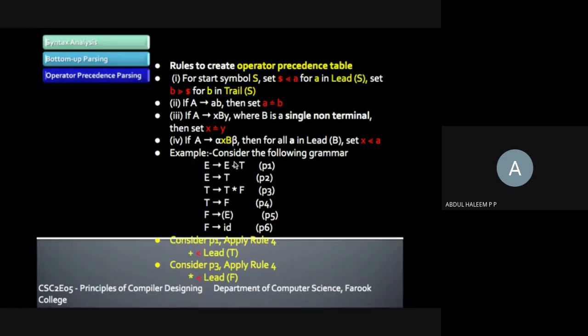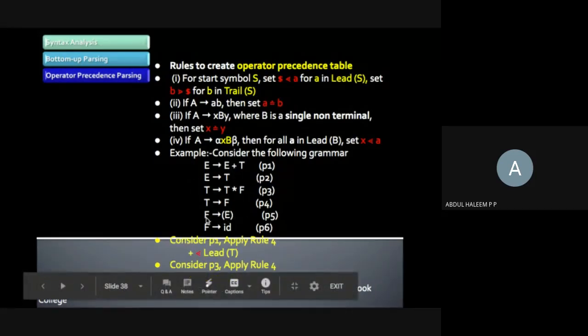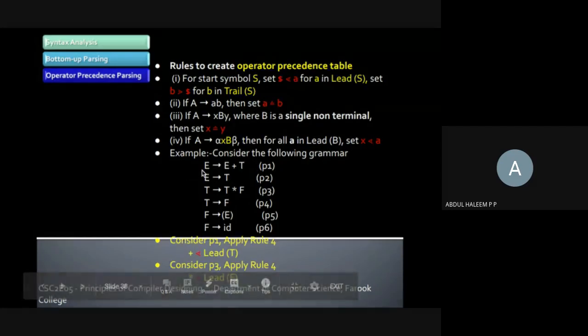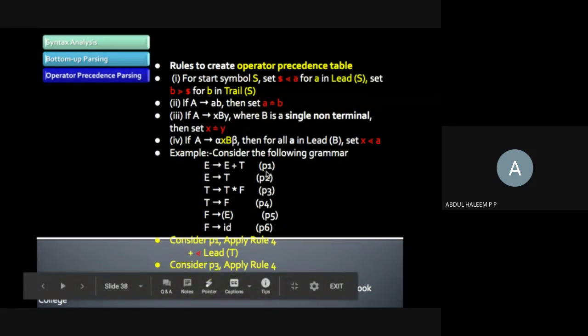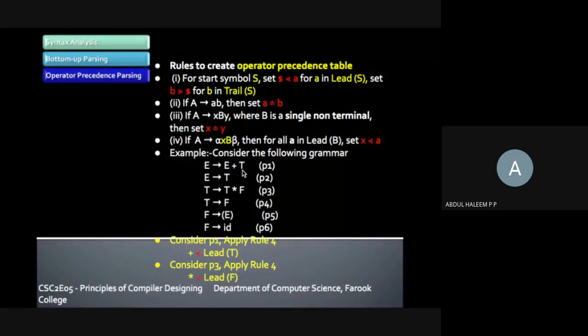We have the example. I hope this example is already with you, so you need not write it down. You can name the CFG as CFG1 or like that. Then you can say consider CFG1. Then take P1, E derives E plus T. We can apply rule number 4 here. X is plus and B is T.